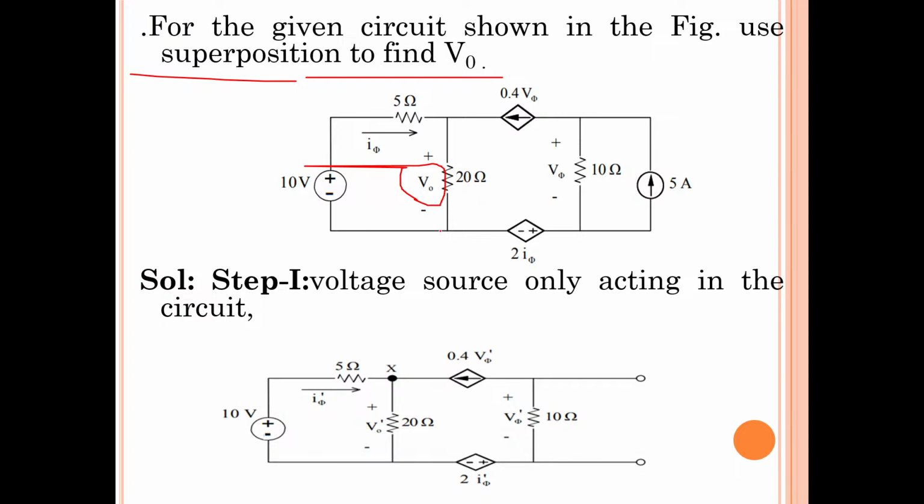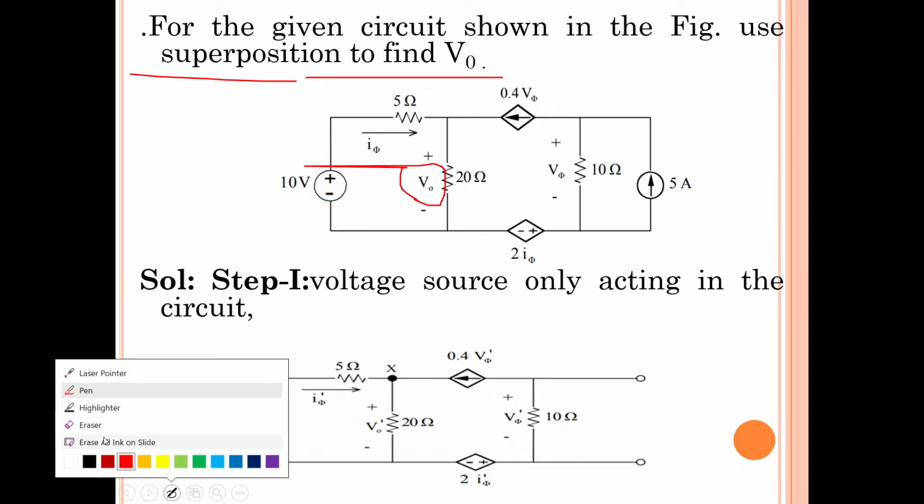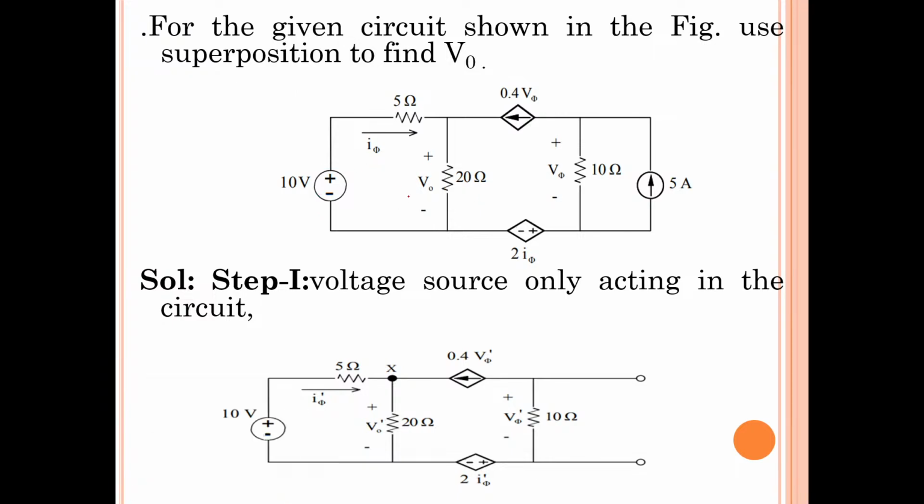What does V naught mean? By looking at the circuit, what can we say? Here it is mentioned V naught. V naught is the voltage across the 20 ohms resistor. That is it. You must analyze it, being an engineer. So V naught is the voltage across the 20 ohms resistor.